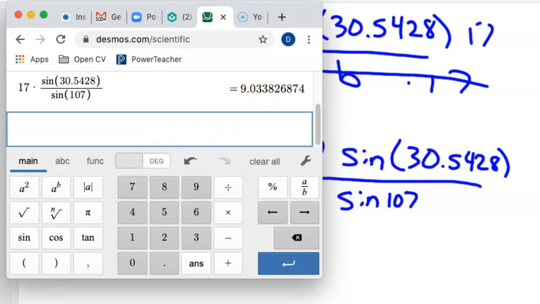There is the law of sine. Hope that helps. And next will be law of cosine later this afternoon.